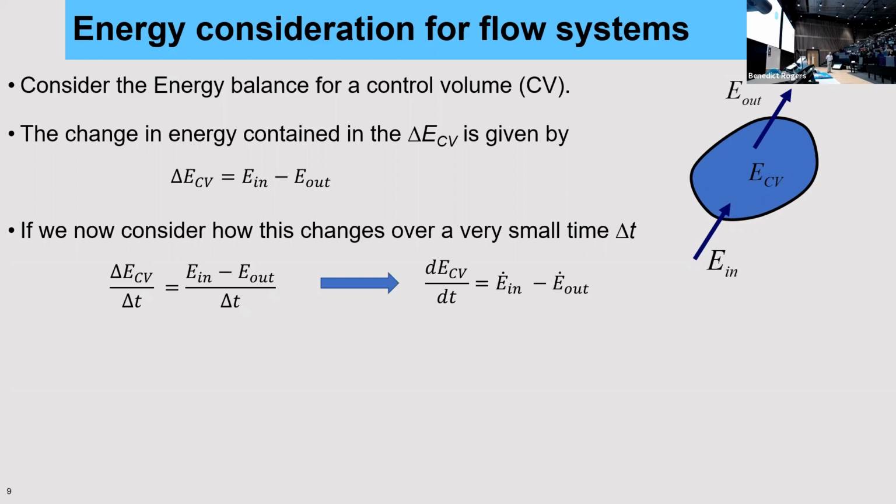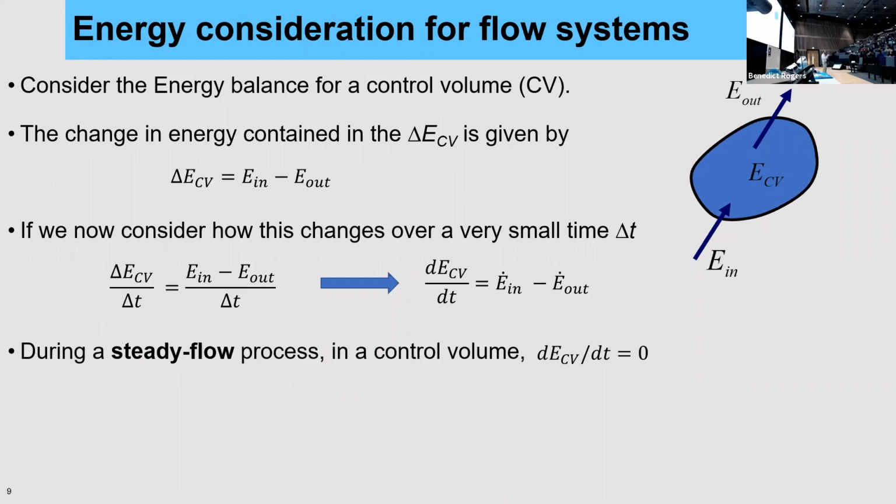So the rate of change with respect to time of the energy contained in the control volume is equal to E in dot minus E out dot. So these are the flows of energy in minus the flows of energy out.